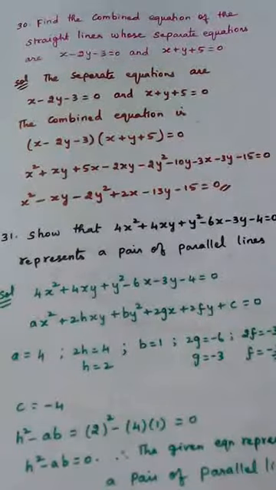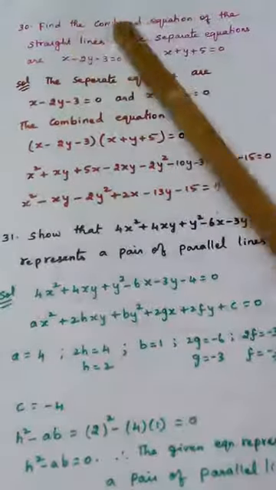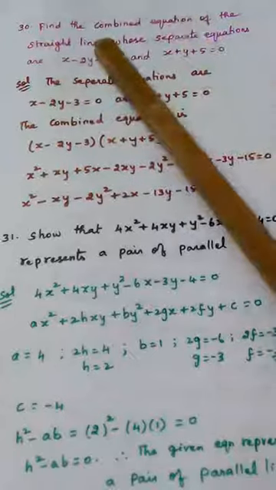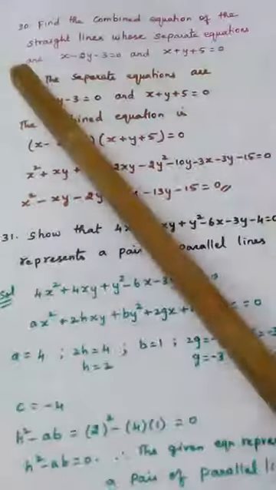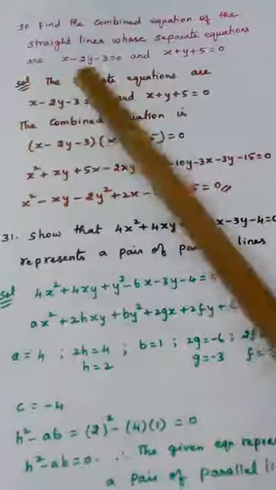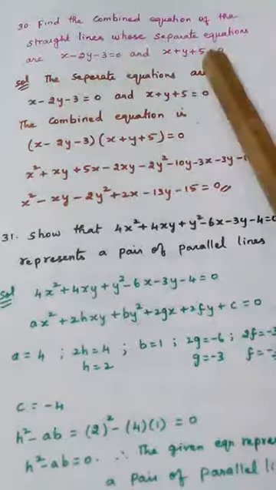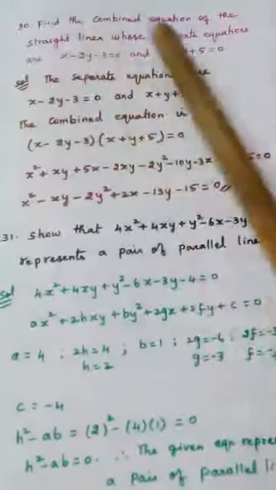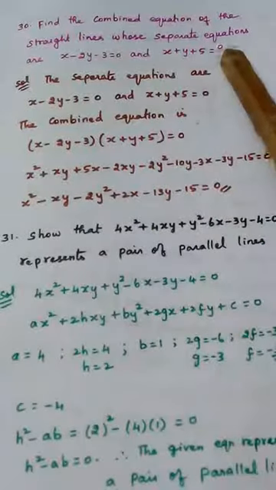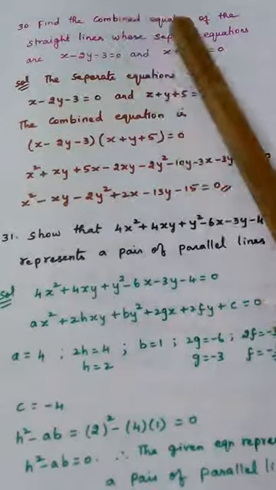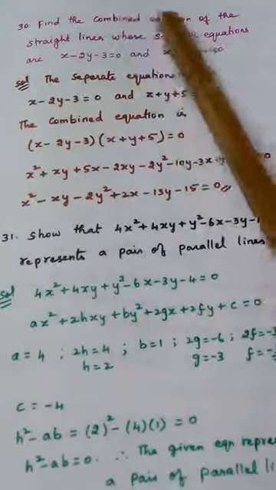Sum number 30. Find the combined equation of the straight lines whose separate equations are, this is the first one and this is the second straight line. The question is very simple. We need to combine these two equations. These two are separate equations of straight lines. What they are asking is the combined equation. Combine these two and find a single equation.